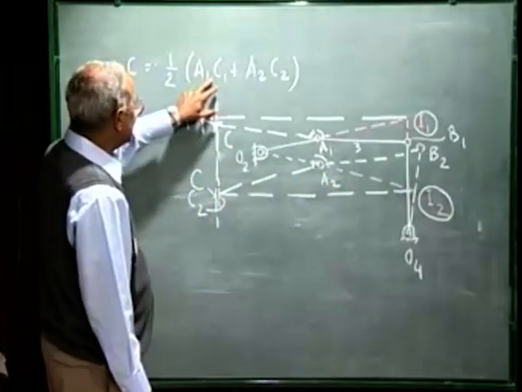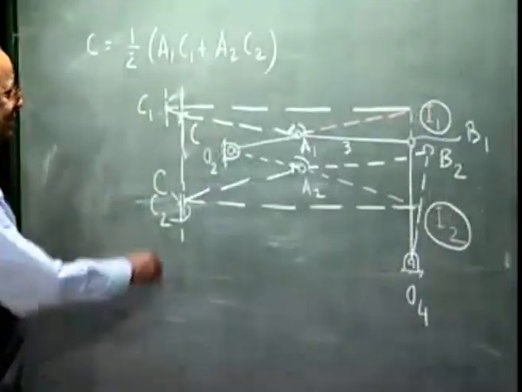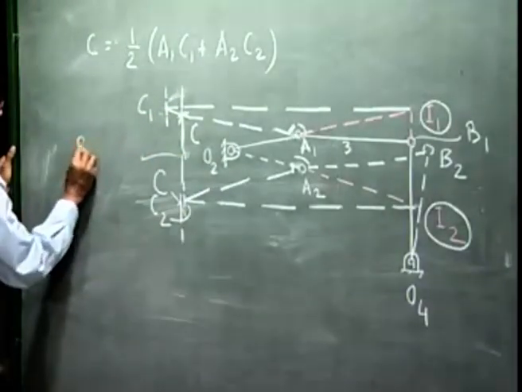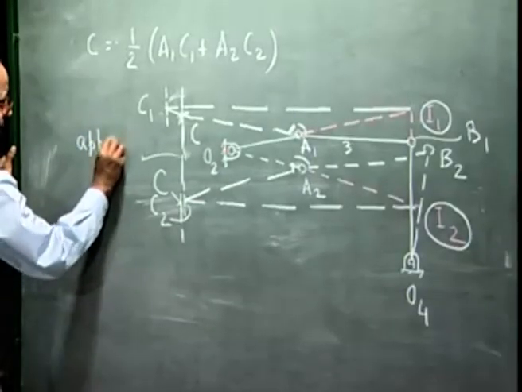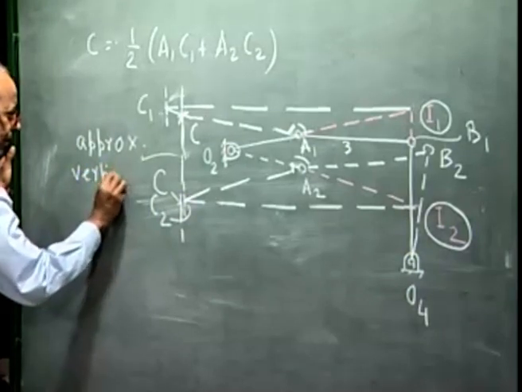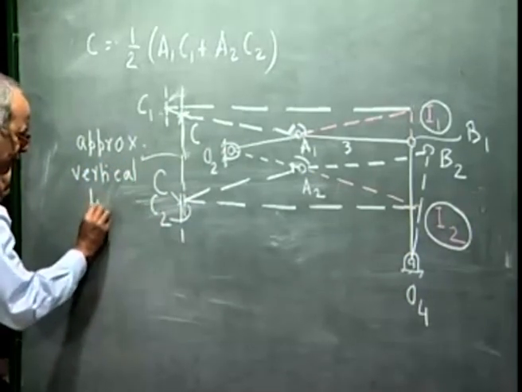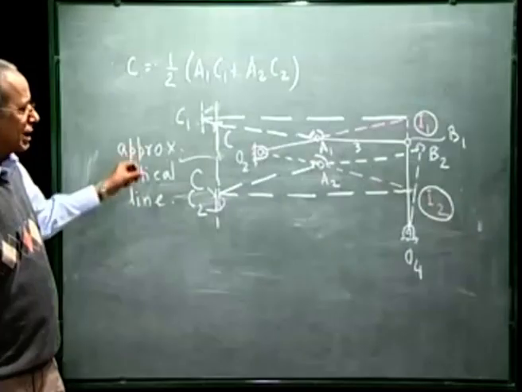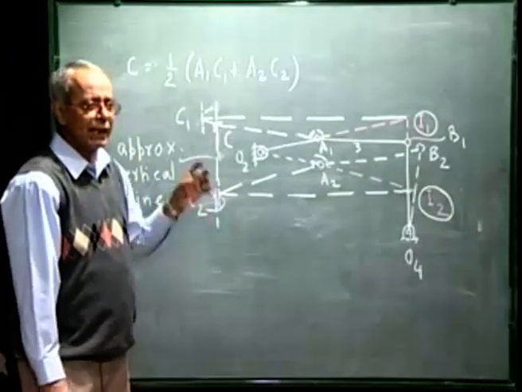And I take a point C in between C1 and C2 such that during this entire range it goes almost along a straight line, approximately vertical. So this way we can design an approximate straight line mechanism.